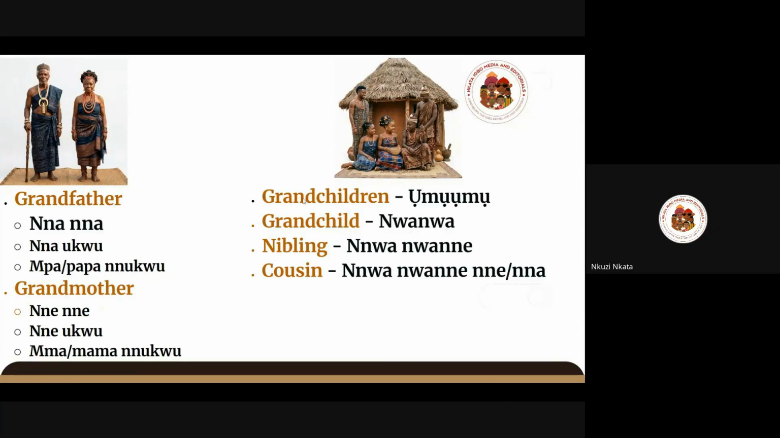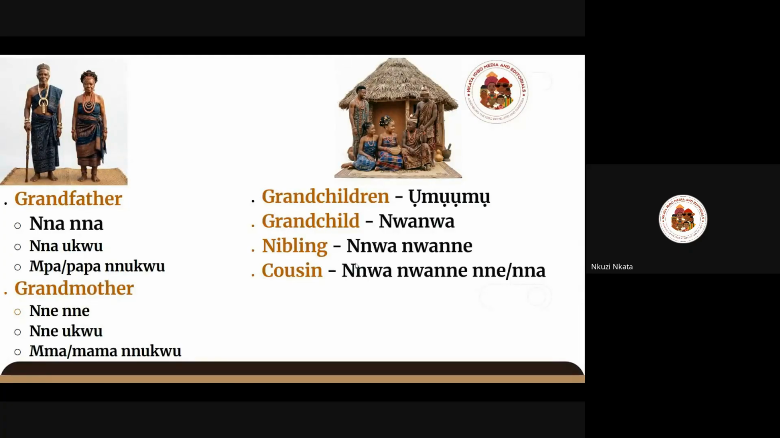Then grandchildren are called omo. Omo means the children of the children. So the grandparents can refer to their grandchildren as omo. Or if you want to specify that these are the grandchildren, ndiabo omo. A grandchild, the singular form, is nwanwa. So this person is the child of his or her child. Grandchild, nwanwa.